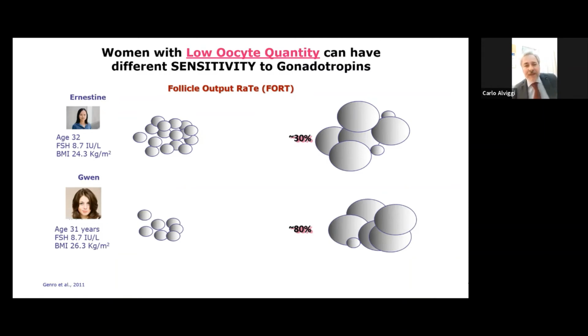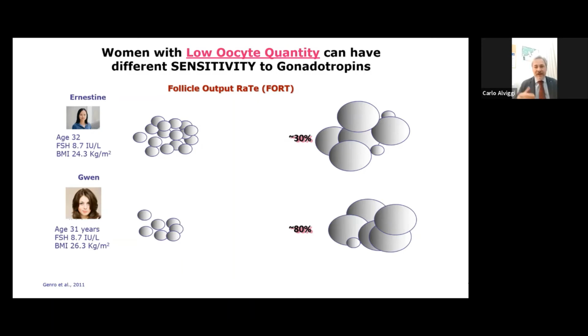But have a look. The first patient moved from 15 follicles, a very good antral follicle count, but only 5–7 follicles reached maturity. So only 30% of follicles reached maturity and probably gave a mature oocyte. The other patient started from a lower antral follicle count, and at the end of the day, she had the same number of mature follicles. But in this case, the follicle output rate was very high, meaning that 80% of her antral follicles reached maturity.